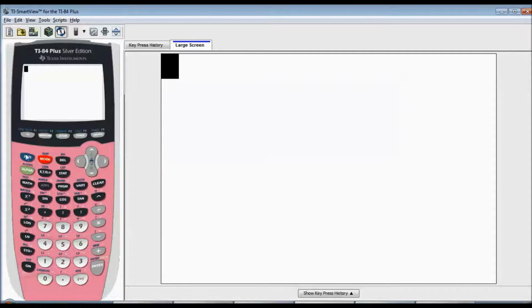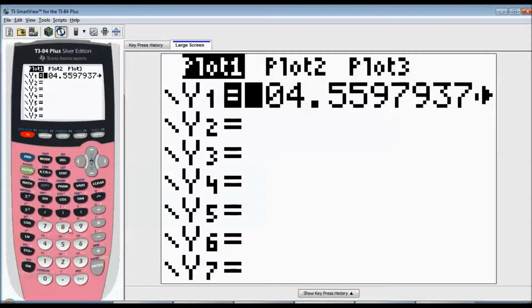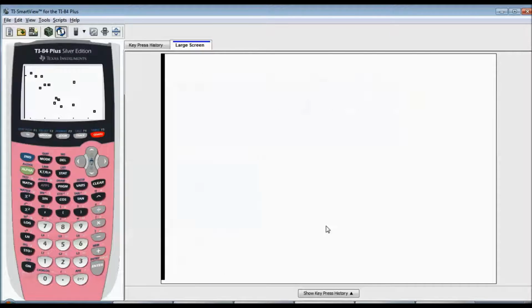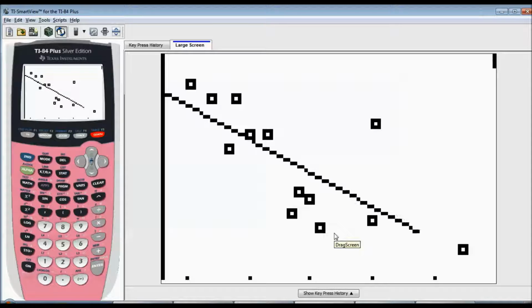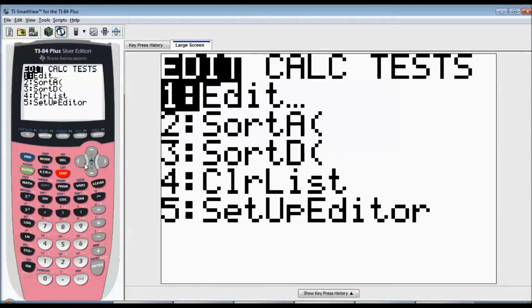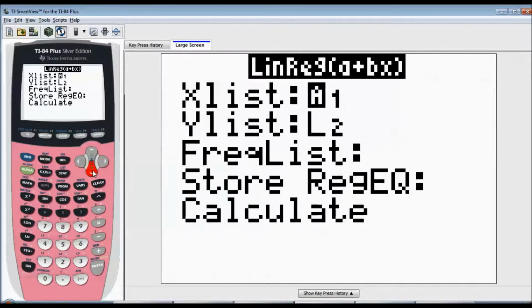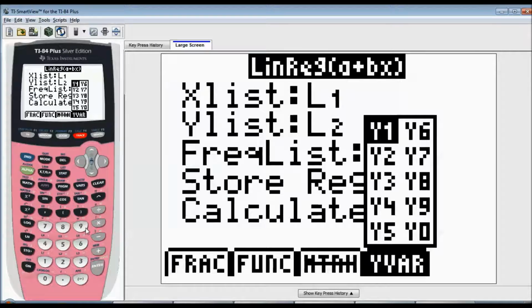Now, the other thing it's done is it's taken that equation and put it in your y equals, so it copied and pasted it there. So if you do look at your graph, it should draw you a line going through your data. And that's always a good thing to do. But for the purposes of today, the only thing that's really important is that you know how to do this in order to calculate your correlation.